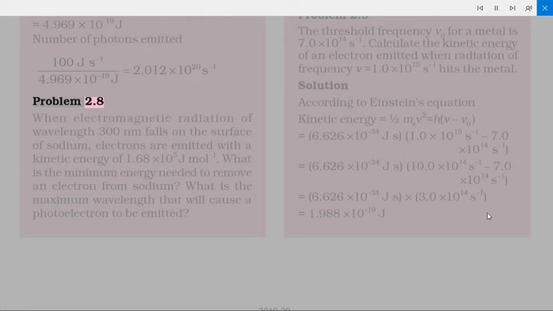Problem 2.8. When electromagnetic radiation of wavelength 300 nm falls on the surface of sodium, electrons are emitted with a kinetic energy of 1.68 × 10^5 J mol^-1. What is the minimum energy needed to remove an electron from sodium? What is the maximum wavelength that will cause a photoelectron to be emitted?